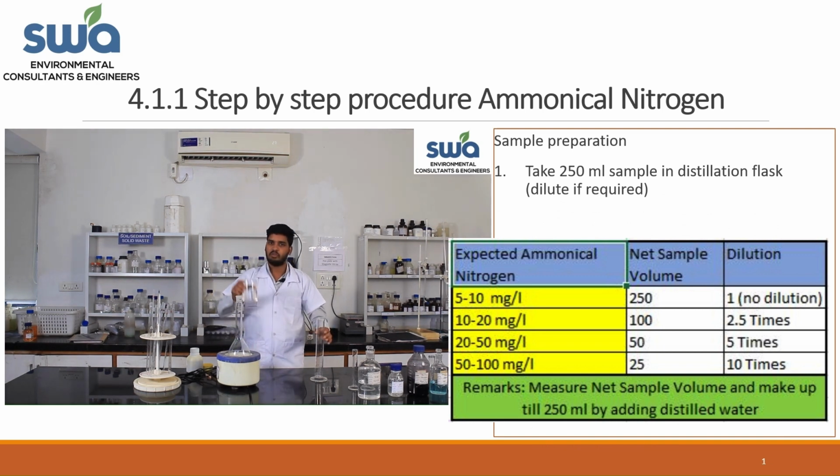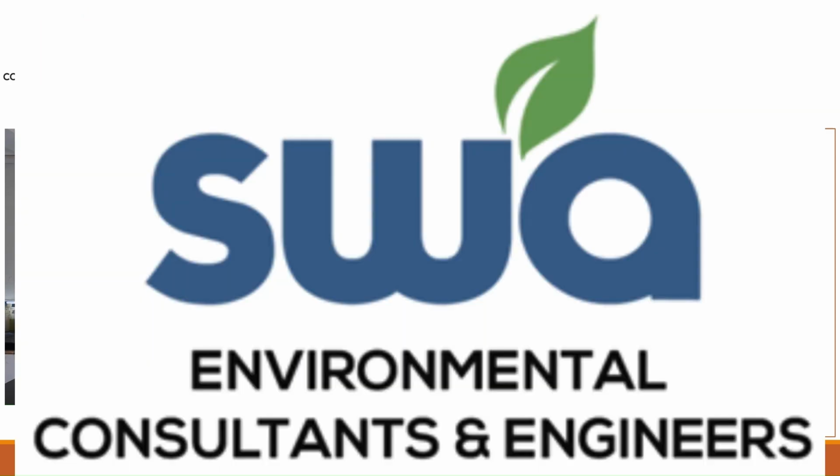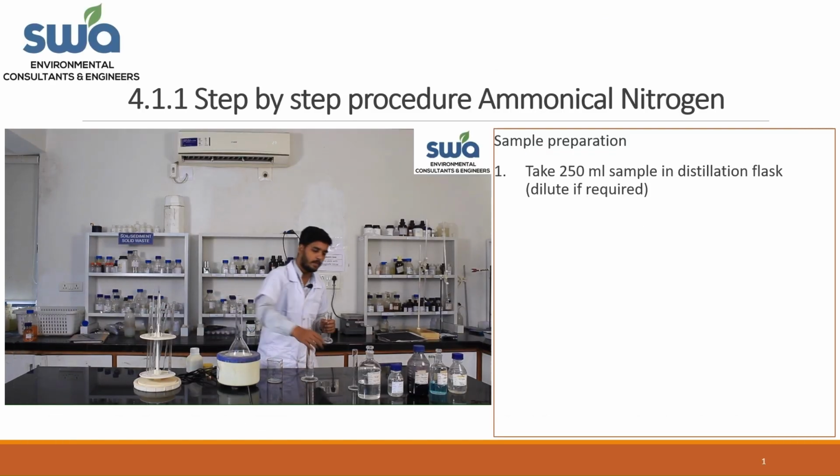So here we are taking the sample of STP outlet. Between 5 to 10, the total amount of nitrogen may be present in the sample. So let's measure it first. We are taking a whole 250 ml of sample into a measuring cylinder. After measuring the sample, add 20 ml of borate buffer solution into this sample.